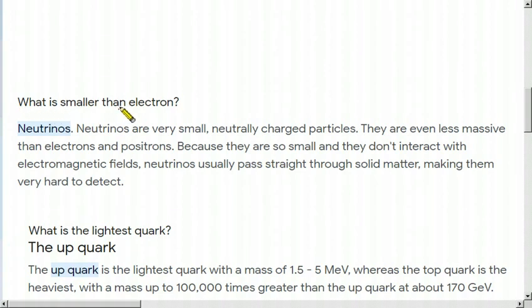What is smaller than an electron? They might ask in future, what is smaller than an electron? So the answer is neutrinos. Neutrinos are very small, neutrally charged particles. So there is a description here, you can read it. So the answer is directly the neutrinos. Remember, the electrons are smaller than quarks, but neutrinos are smaller than electrons.